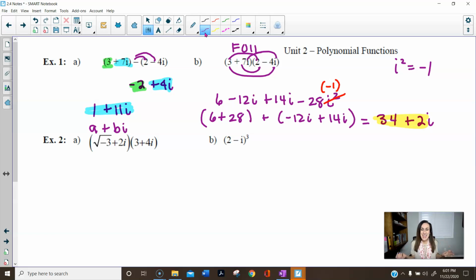There we go. Example 2a is the same thing with just a little bit more difficulty. So if you're up for the challenge, stop this video and try it by yourself and then check your answer and see if you were right. So here I am. I'm going to go FOIL again.